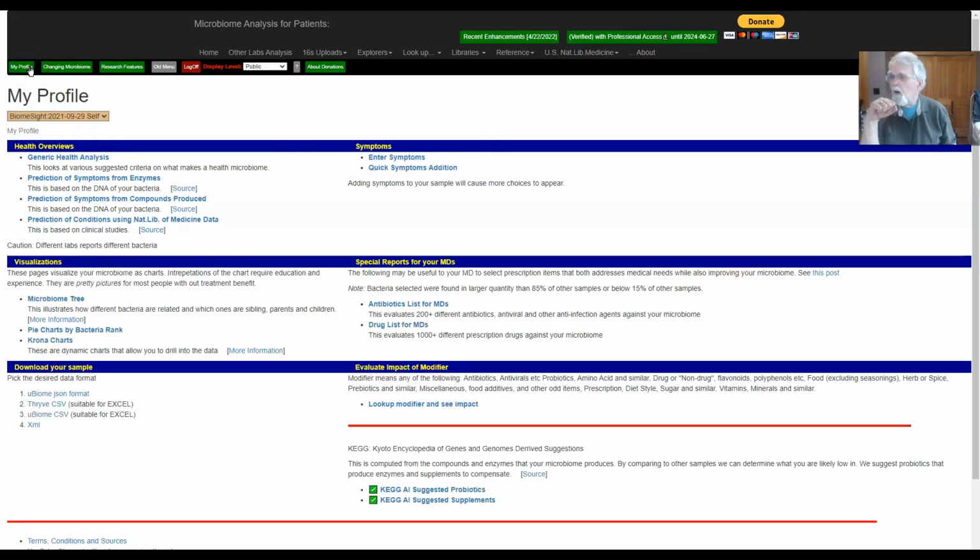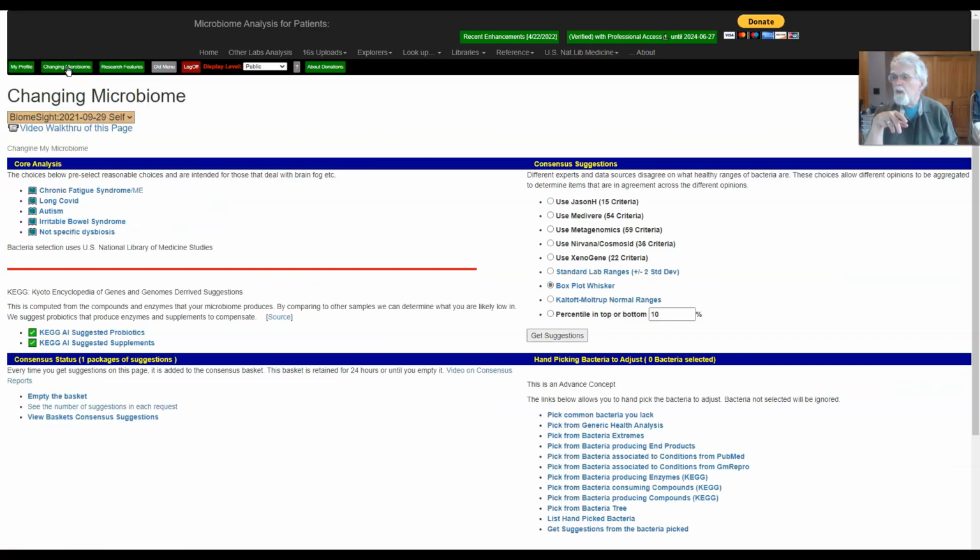So let's continue onwards, and that's basically it. Now we can go over here and do changing the microbiome. And again, all these items are on various menus on the original site. It's just aggregated here, which I think you'll find a lot easier to use.